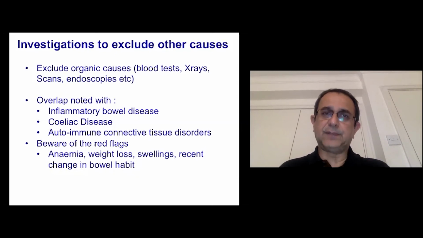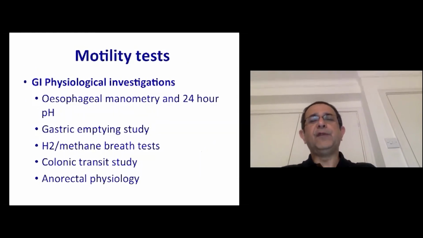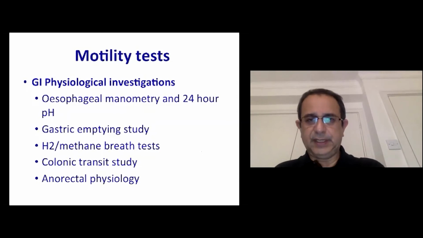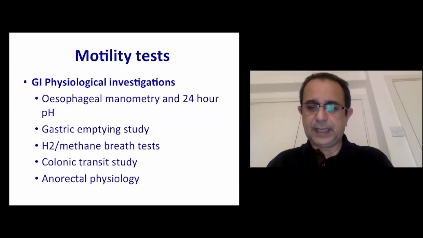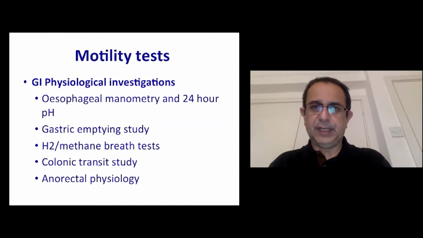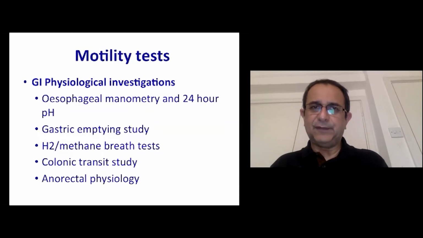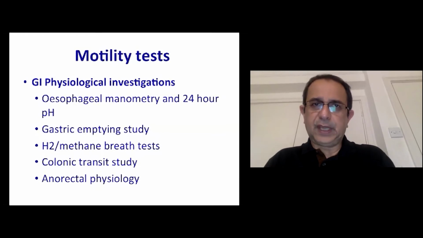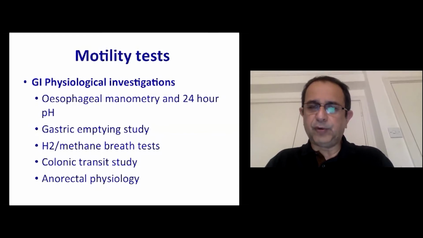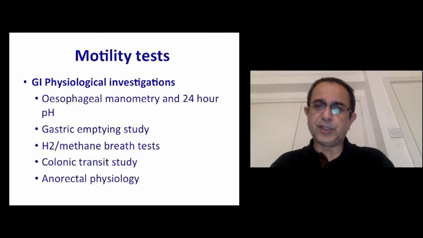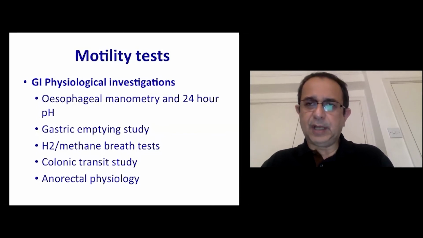nothing is missed. If we do not find any objective anatomical problem with the gut through all the scans that we've done, then it's often worthwhile doing motility tests to see if there is a problem with the function of the gut. And this is where GI physiology investigations like esophageal manometry and 24-hour pH monitoring, where we can measure not only the movements of the esophagus when our patients swallow, but we can also see how much acid and bile reflux comes up in the esophagus over a 24-hour period.